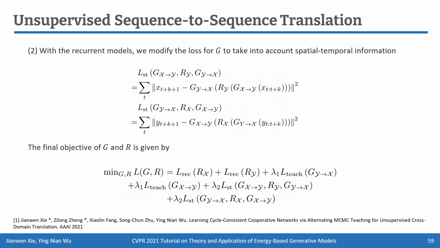With the recurrent models, we modify the cycle consistency loss of the generator G to take into account spatial-temporal information, and we call that the spatial-temporal cycle consistency loss. The final loss for training generator G and the recurrent model R is a sum of the recurrent loss, the spatial-temporal cycle consistency loss, as well as the MCMC teaching loss.